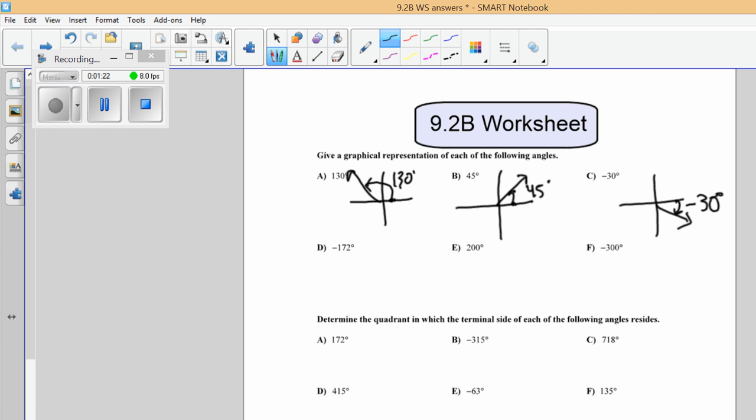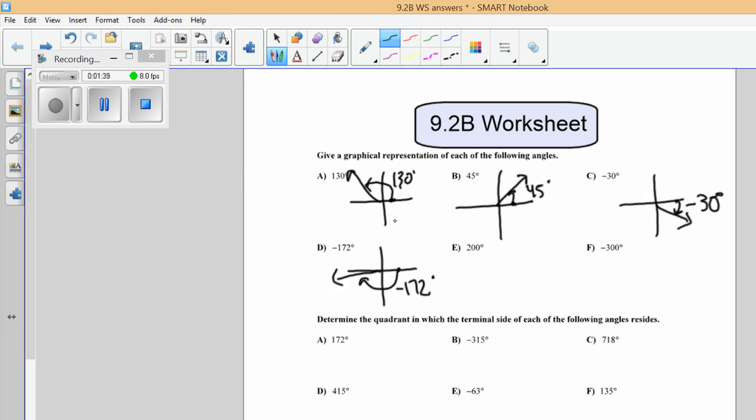So 172 is not quite 180 degrees, but it's negative, so it's going to be right there. So initial point, arrow to the terminal side, negative 172 degrees.